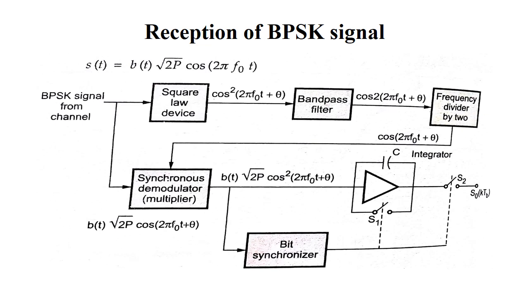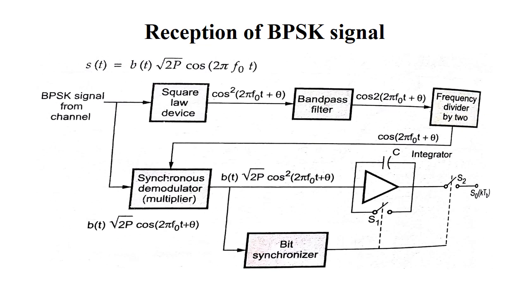Here the half represents the DC level. Then the signal is passed into the band pass filter. This band pass filter has a pass band centered around 2f0. It removes the DC level of 1 by 2, and its output is cos (2 pi f naught t plus theta) at twice the carrier frequency. So this signal has the frequency of 2f0.